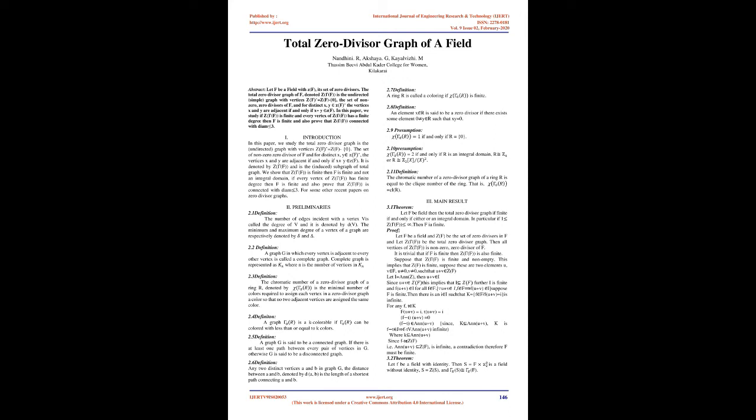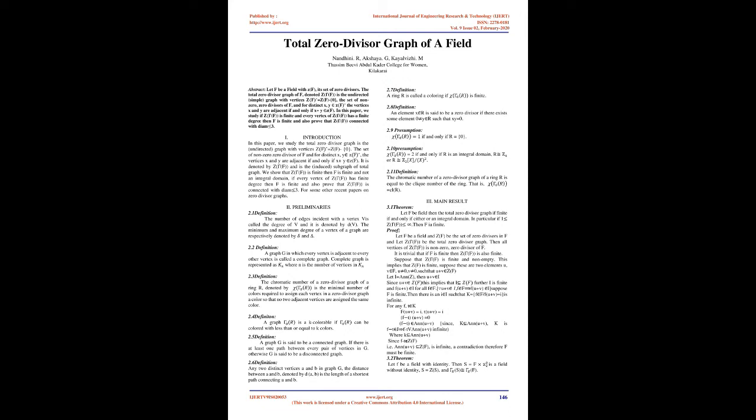2.8 Definition. An element x ∈ R is said to be a zero-divisor if there exists some element 0 ≠ y ∈ R such that xy = 0. 2.9 Proposition. χ(Γ(R)) = 1 if and only if R = 0. 2.10 Proposition. χ(Γ(R)) = 2 if and only if R is an integral domain, R ≅ Z4, or R ≅ Z2 × Z2. 2.11 Definition. The chromatic number of a zero-divisor graph of a ring R is equal to the clique number of the ring. That is, χ(Γ(R)) = CL(R).